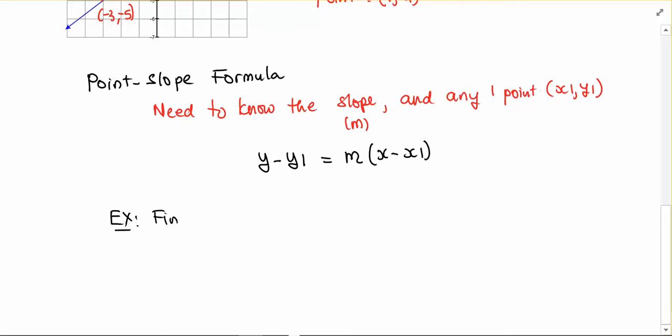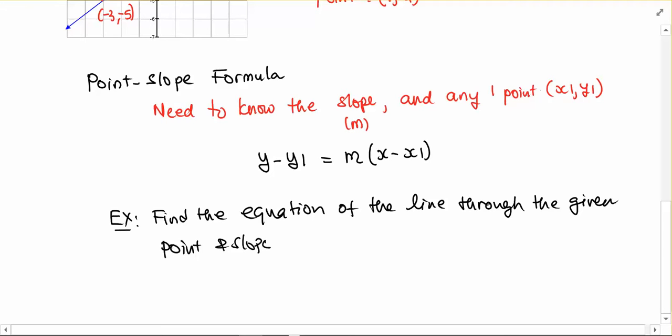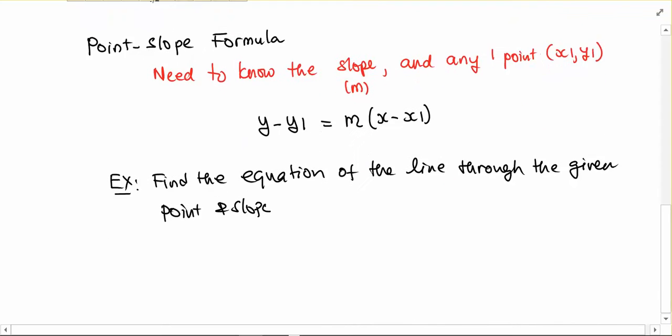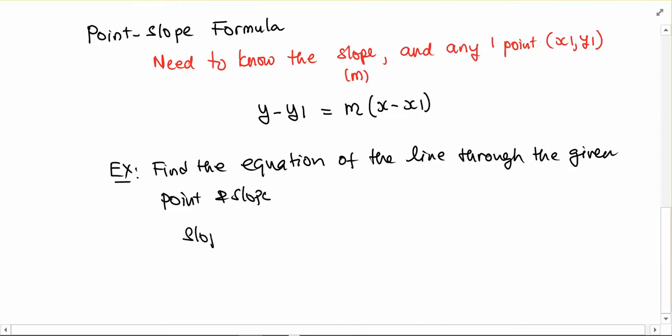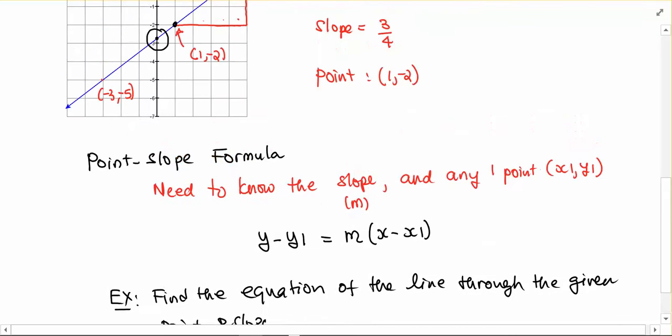Find the equation of the line through the given point and slope. So what we'll do is find the equation of this line using one of those points and the slope. So we know the slope is 3/4 and the point is 1, -2.